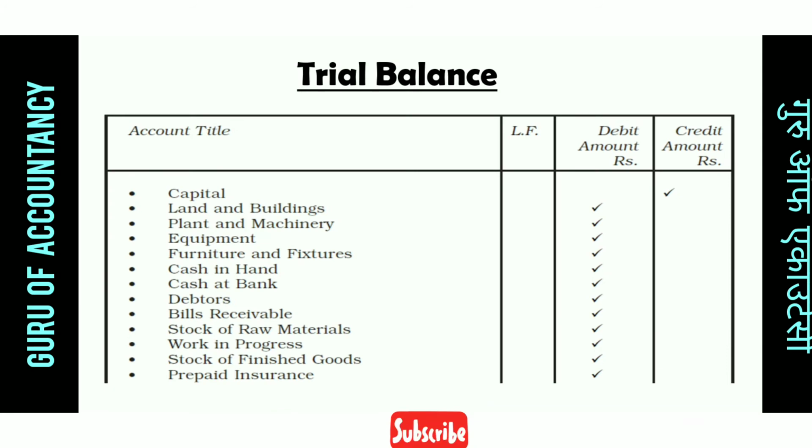Here I am showing different accounts and their balance. Normally capital has credit balance, all the liabilities have credit balance, all the assets have debit balance. So let us see capital, you can see it in the credit amount because it has credit balance. Different assets are recorded here: land, building, plant, machinery, equipments, furniture and fixtures, cash in hand, cash at bank, debtors and so on. All these assets you can see are written in the debit amount because they have debit balance.